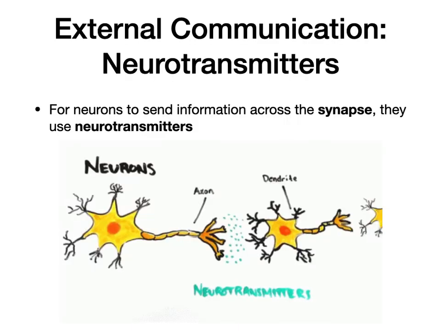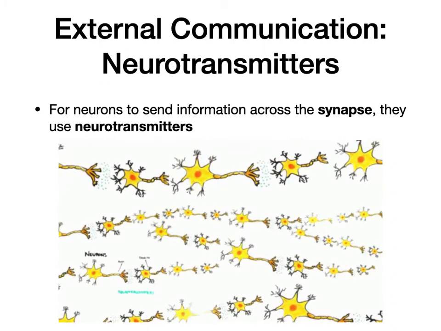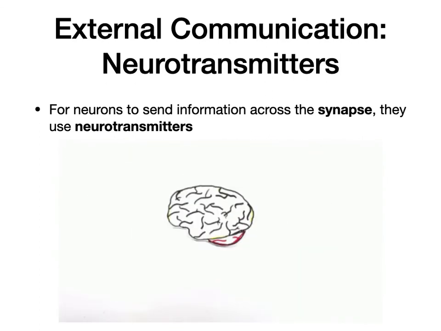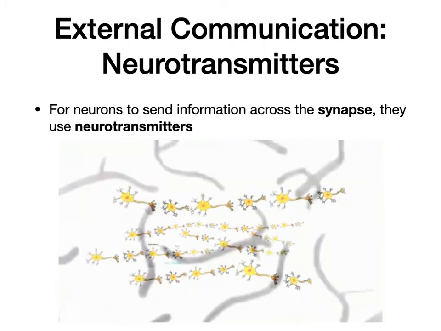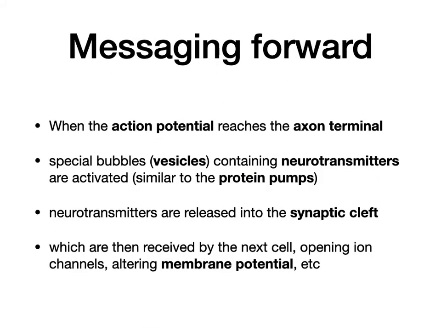So the question at hand is, okay, cool. I kind of get how the ions flow in and out of a single cell. What the heck happens at the end and the beginning? So, for neurons to send information across the synapse, the connection between neurons, we need neurotransmitters. And here's a little sketch just to illustrate that. Every individual neuron has its own processes going on, and it is also able to catch and send neurotransmitters. So, this is where we get to the idea of messaging forward, right?